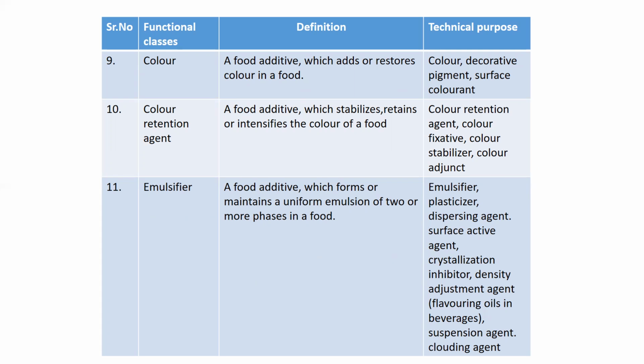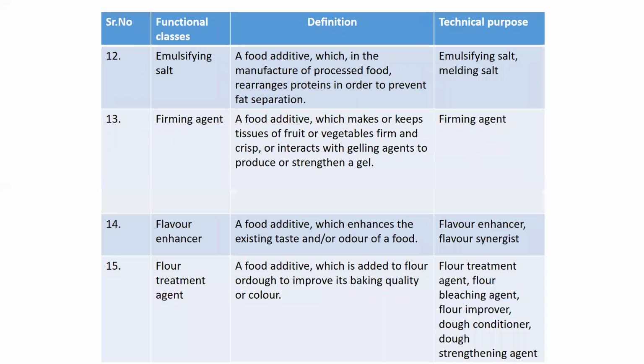Next is emulsifier, a food additive which forms or maintains a uniform emulsion of two or more phases in a food. That is an emulsifier. It is also known as plasticizer, a dispersing agent, or a surface active agent, etc. Next is emulsifying salt, a food additive which in the manufacture of processed food rearranges protein in order to prevent the fat separation. That is the emulsifying salt or the melding salt.